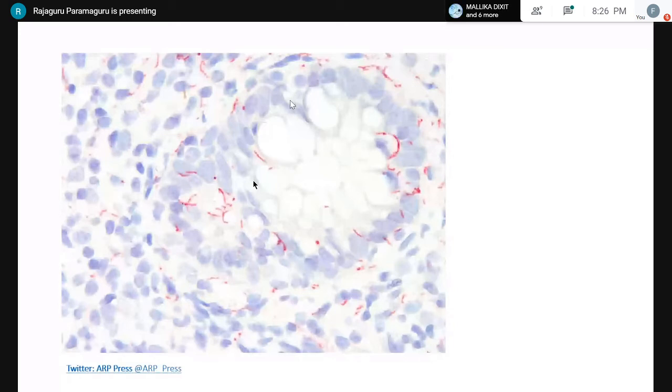This case, is someone ready to answer this? We had seen that there's a lot of inflammation which is crossing the muscularis mucosa, involving the submucosa, with plasma cells.